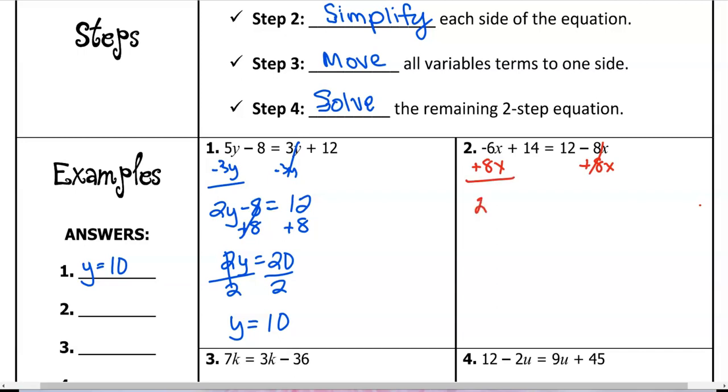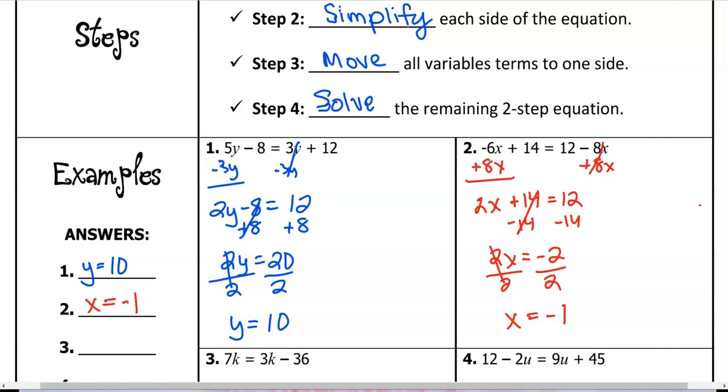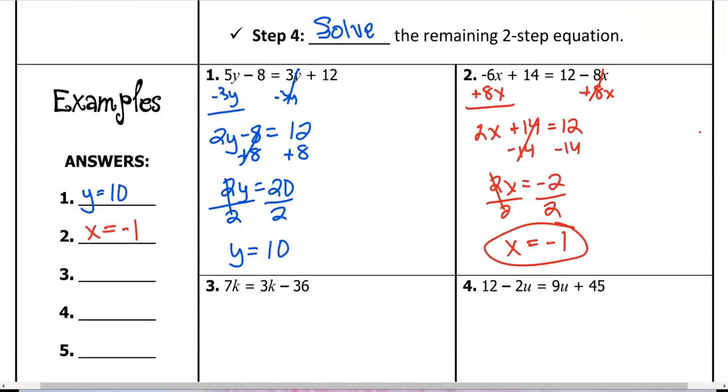Negative 6 plus 8 gives us 2x plus 14 equals 12. From here, you should subtract 14. So now we have 2x equals, what is that, negative 2? Whoever said negative 1, you are correct. Negative 2 divided by 2 gives us negative 1. Good. Nice. So watch out for those negatives, okay?